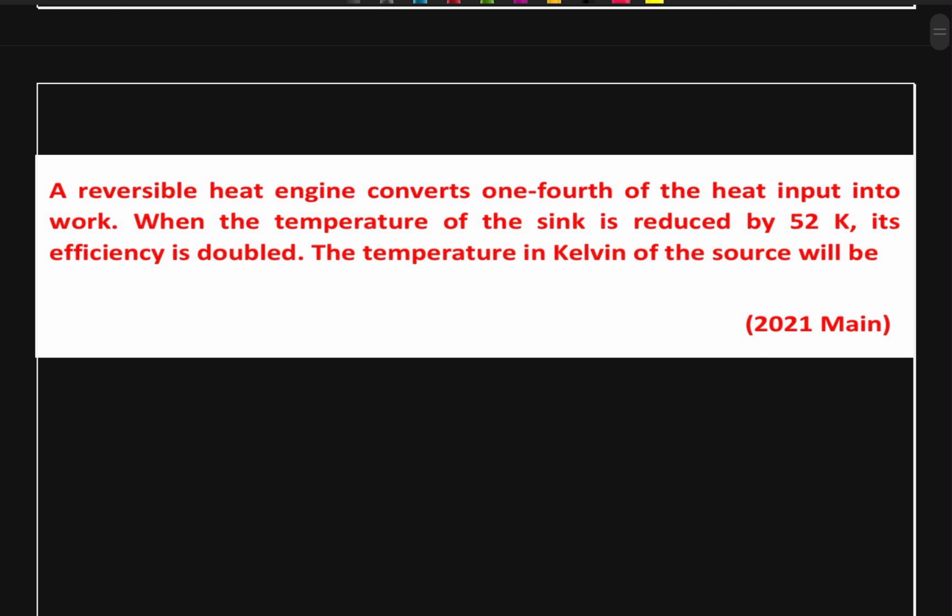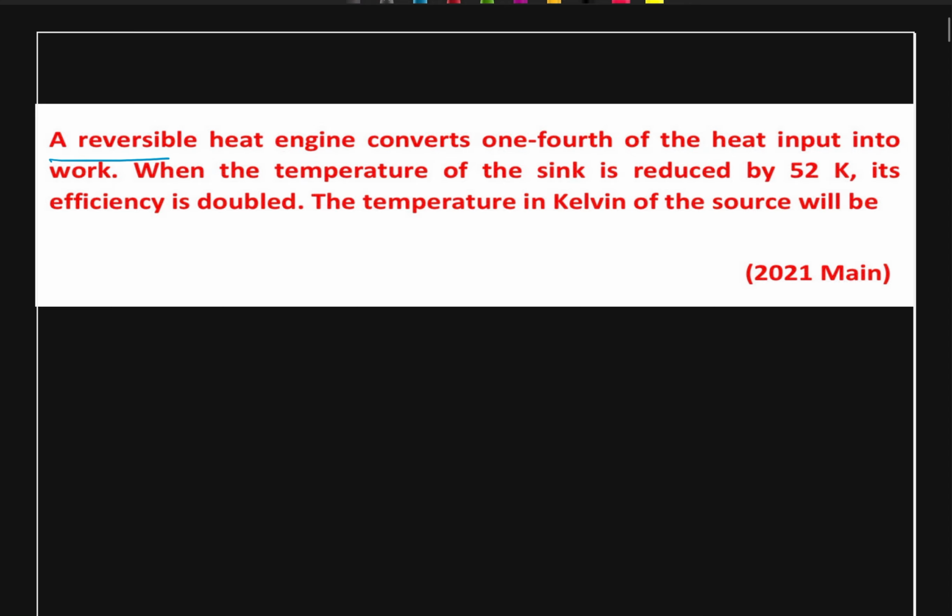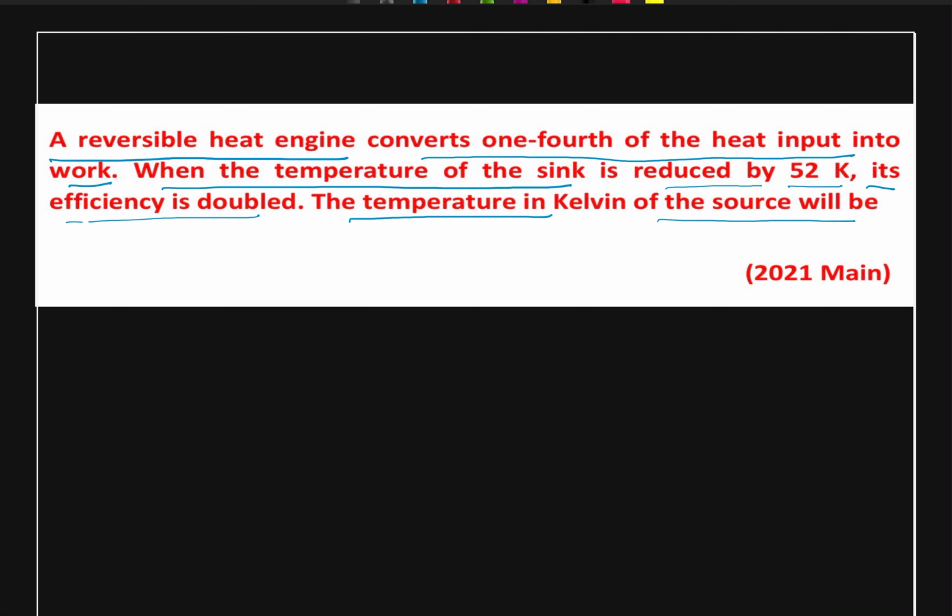First question, it states that a reversible heat engine converts 1/4 of heat input into work. When the temperature of the sink is reduced by 52 Kelvin, its efficiency is doubled. The temperature in Kelvin of the source will be.